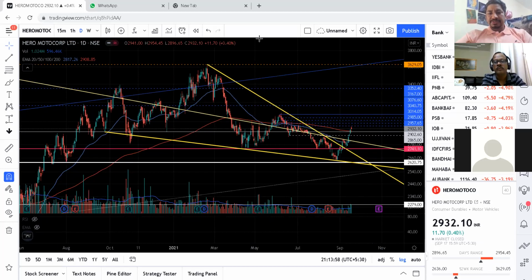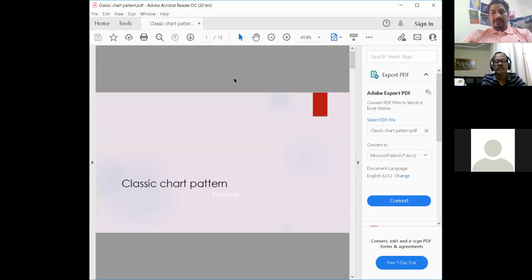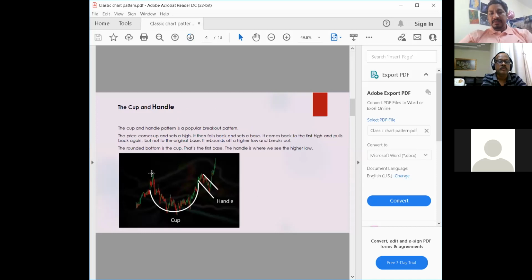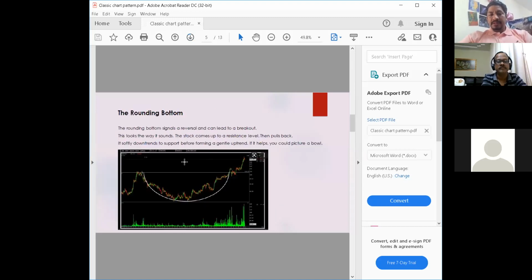Let me go through once again. What are the classical chart patterns? Cup and handle. The cup will form, then the handle will form. Everybody is familiar with the cup and handle. I will go with the example. Don't worry, we are not in a hurry. Then there is a rounding bottom. That is similar to cup and handle, but it is more like a saucer than a cup.